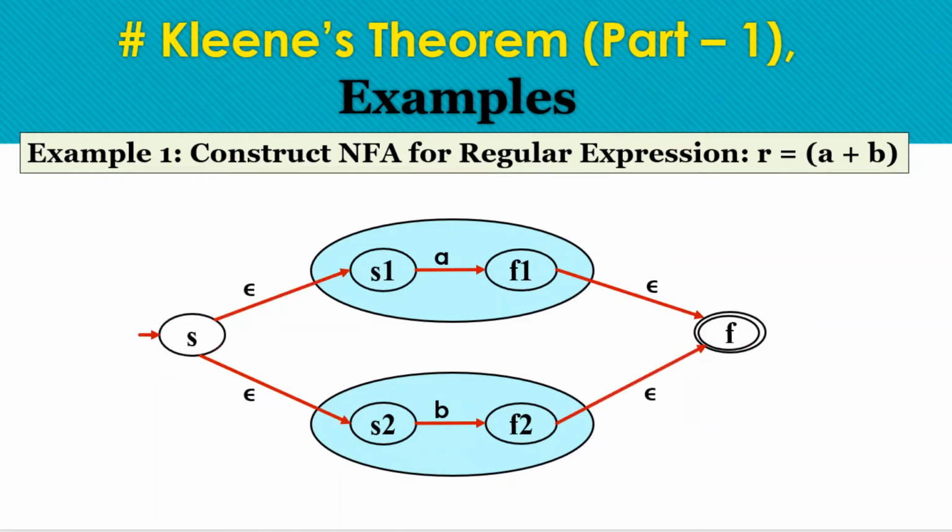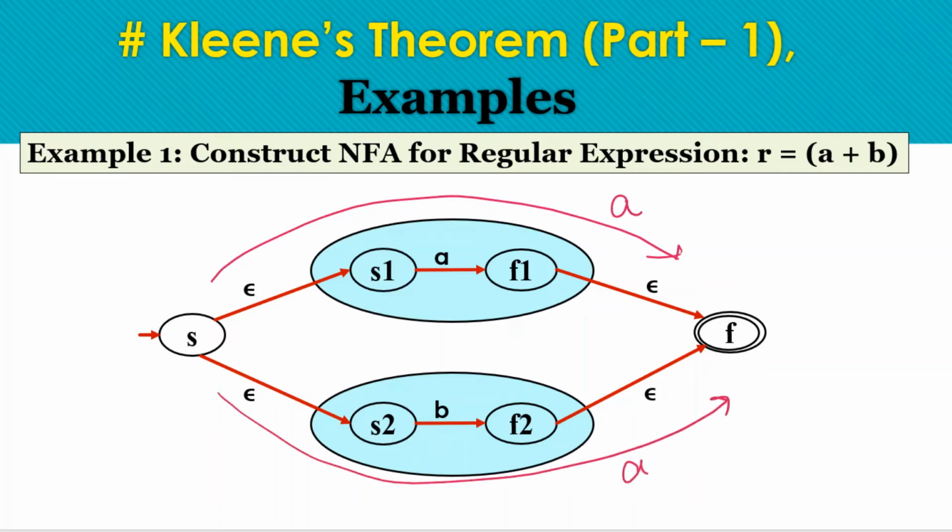So this is the final machine for this, and this will have two paths. Either we are moving from initial state through this part to the final state after receiving the symbol A, or we are moving from this part to this path on for input symbol B. So this is the complete machine for this given regular expression.